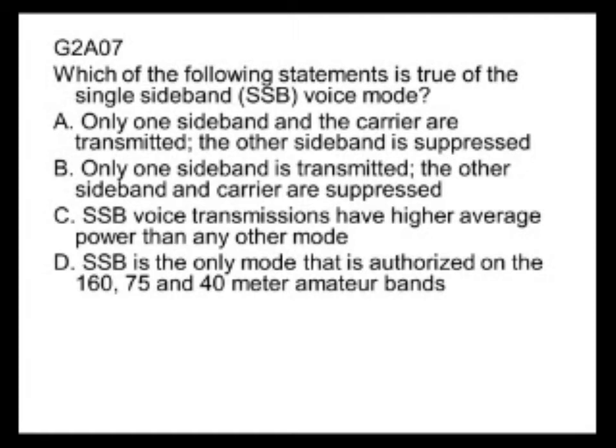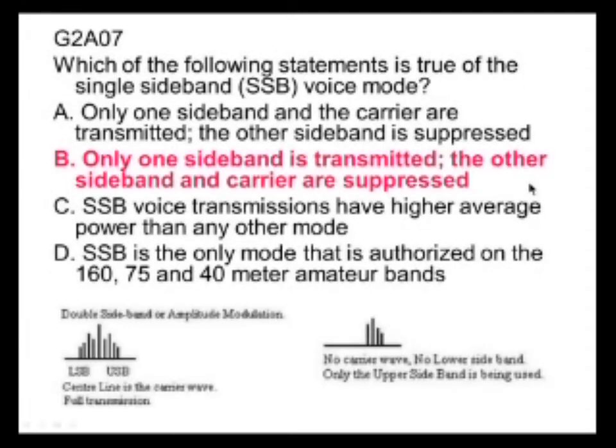Which of the following statements is true for the single sideband voice mode? Only one sideband is transmitted. The other sideband and the carrier are suppressed. And here you see the picture again. Here's double sideband with the carrier, and here's the single sideband that we transmit. The carrier is gone. The redundant sideband is gone. And we just transmit this one sideband with its information.